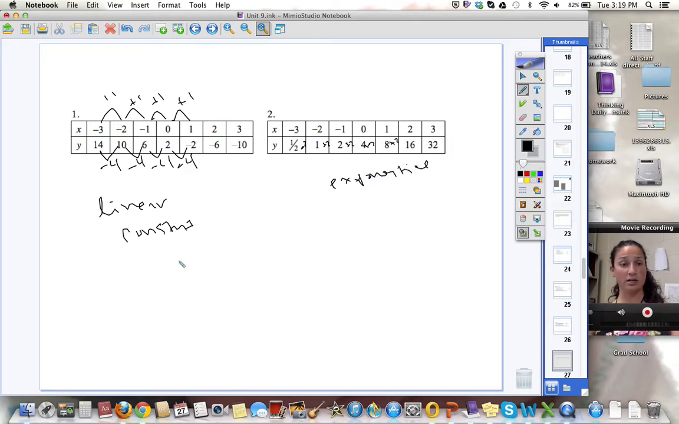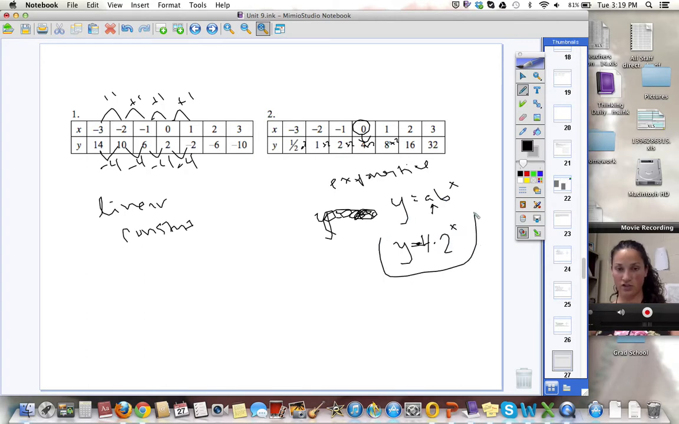If I wanted to, I could write equations for both of these, right? My equation here would be in the form y equals a times b to the x. A is my starting value. My starting value is always where my 0 is. What goes with 0 is 4. My multiplier, I'm multiplying everything by 2. This would be my equation.